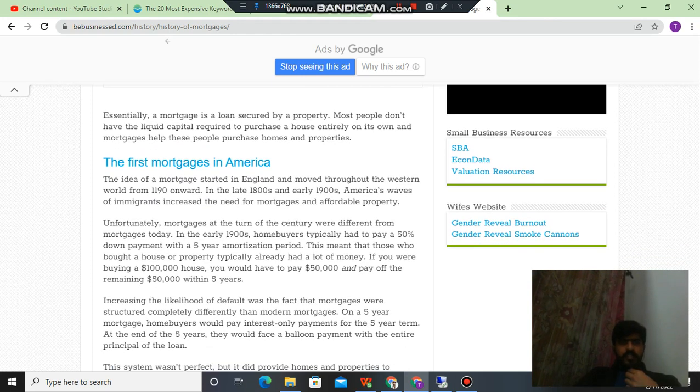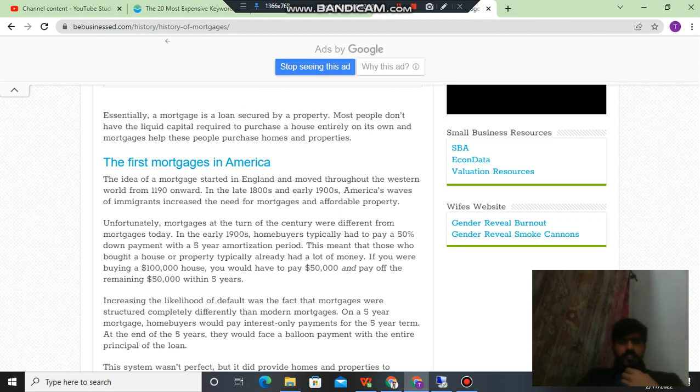Essentially, a mortgage is a loan secured by a property. Most people don't have the liquid capital required to purchase a house entirely on their own, and mortgages help these people purchase homes and properties.